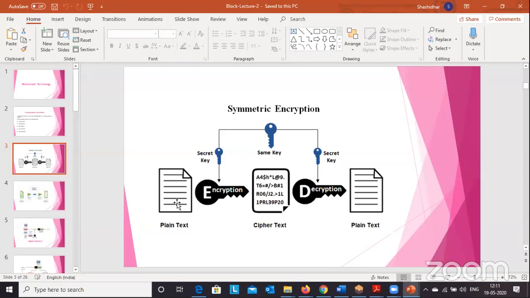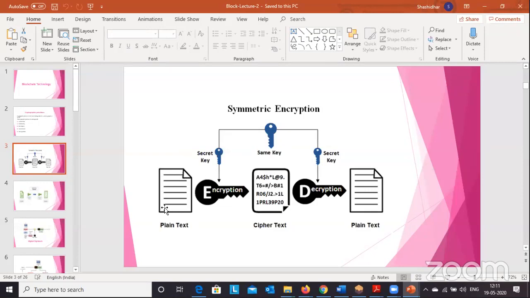What is meant by symmetric encryption? Encryption is the process of converting the original text, or plain text, into an unreadable form. This encryption is done at the sender side. The encrypted, unreadable message is called ciphertext, which is transmitted across the network. Decryption is the reverse process of encryption: converting the unreadable message into the normal form, or plain text. That is called decryption.